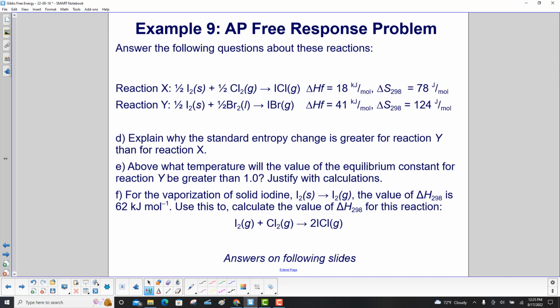Justify with calculations. F. For the vaporization of solid iodine, solid goes to a gas, the value of delta H at 298 Kelvin is 62 kilojoules per mole. Use this to calculate the value of delta H 298 for this reaction.